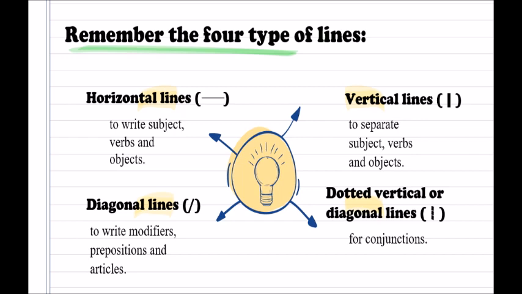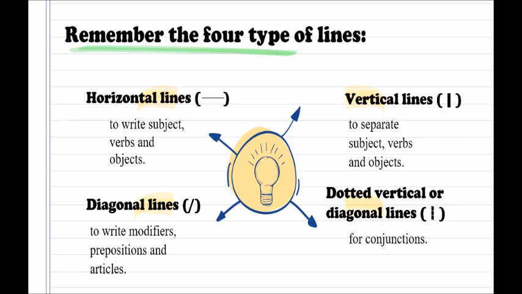But first, let's remember these four types of lines. The horizontal line to write subjects, verbs, and objects. The vertical lines to separate subject, verbs, and objects. And diagonal lines to write modifiers, prepositions, and articles. And the dotted vertical or diagonal lines for conjunctions.